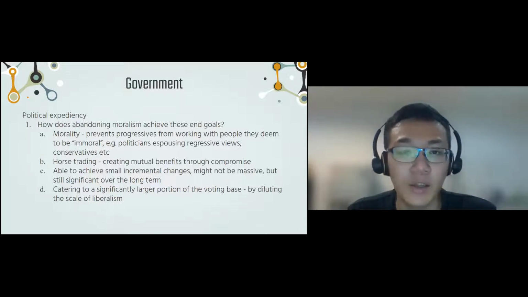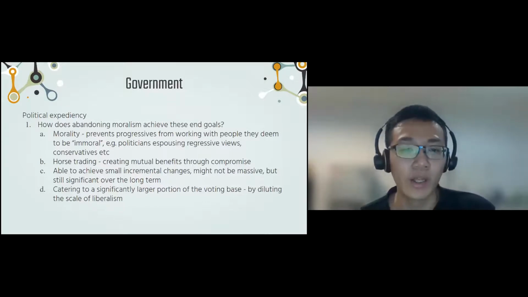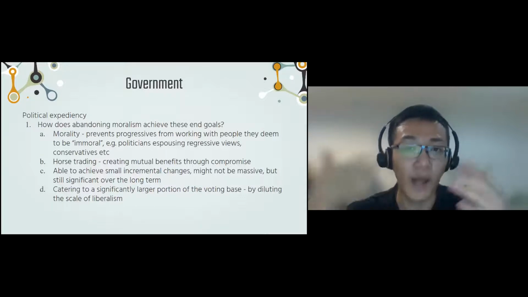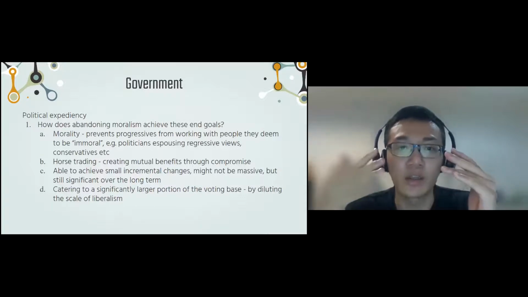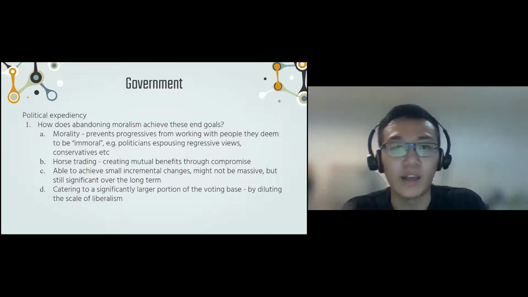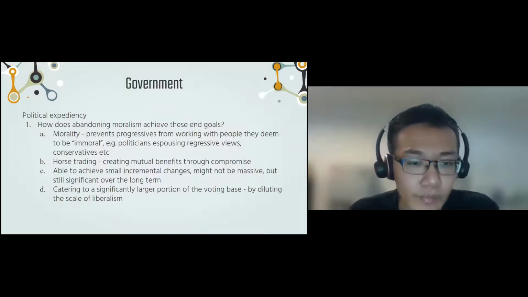However, the incentive of horse trading and compromise means you're probably able to achieve some small level of incremental changes. While it might not be massive, it is still significant over the long term, because it is those small incremental changes that is how social progress is built, or how it occurs in reality today. And that's obviously contrasted to no progress at all in the opposition.